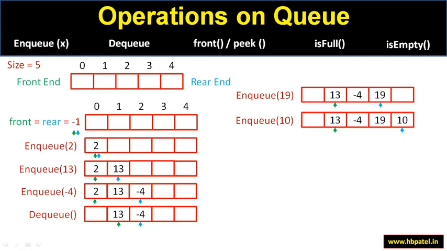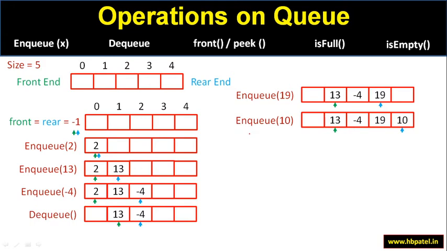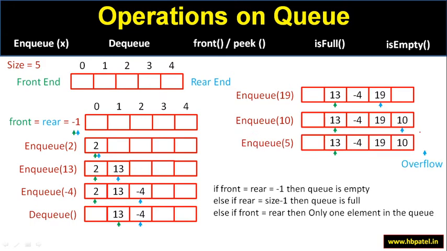Now suppose I wish to enter, let's say, 5. But now there is no more space available over here. So this 5 will not be added and it would give an overflow error. Now one may think that we do have some space over here, but this space will not be used in a simple queue. For that we will have another concept of circular queue.